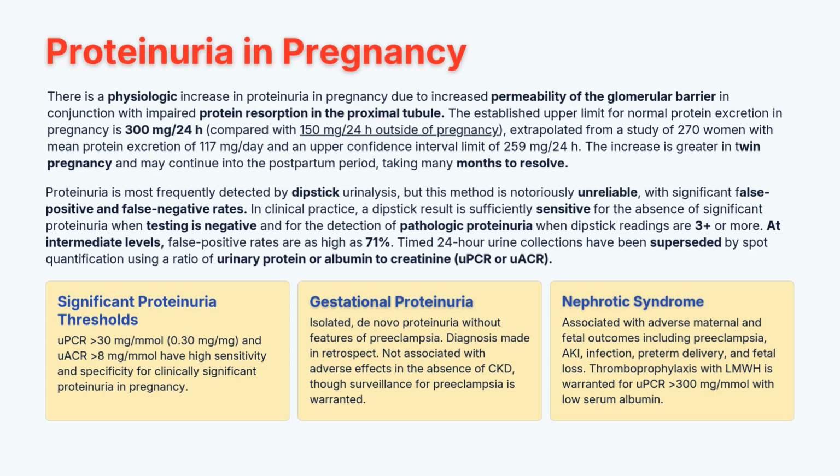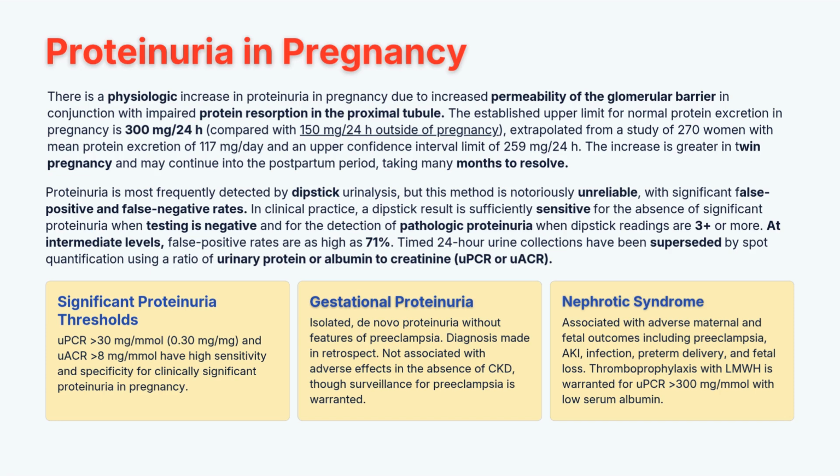Proteinuria is normally increased during pregnancy because of hyperfiltration, increased glomerular permeability, and reduced tubular protein reabsorption. Outside pregnancy, the normal upper limit for protein excretion is about 150 milligrams per day. During pregnancy, however, protein excretion may be up to 300 milligrams and can still be considered physiologic. Proteinuria may be even higher in twin pregnancies and can persist for some time after delivery.